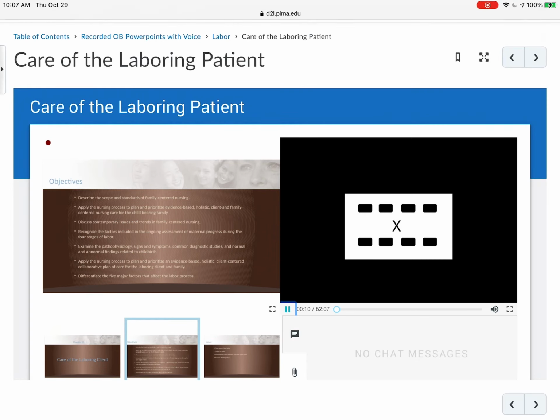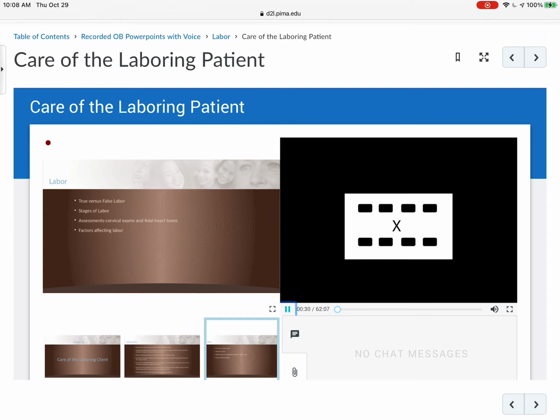Last week in class, we talked a little bit about what maternity nursing was and a little bit about the care of a laboring patient. So you've been taking care of med-surg patients. So today we're just going to concentrate on the difference in assessments and different things that you need to know to take care of a laboring patient and the things that may affect the birthing process.